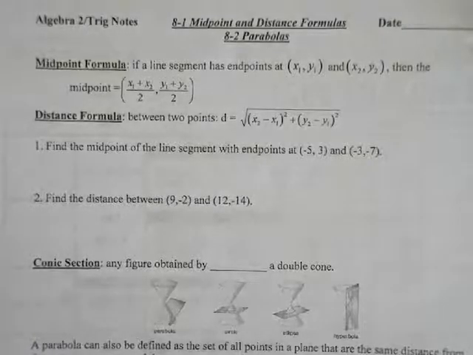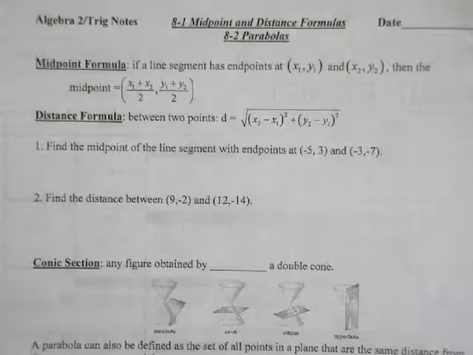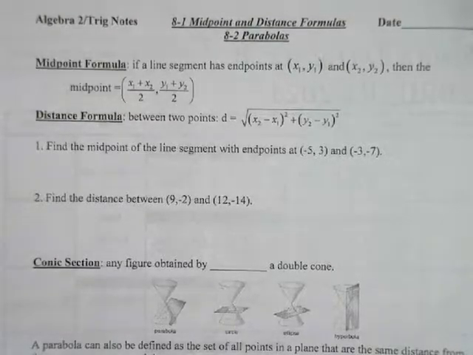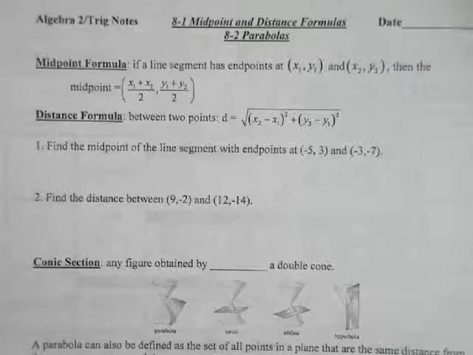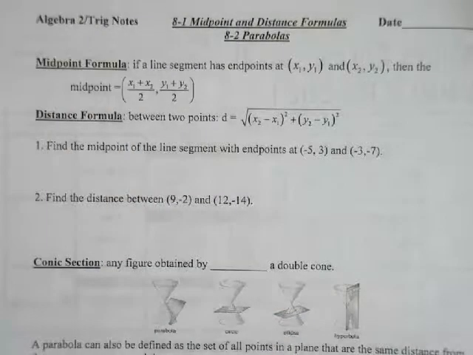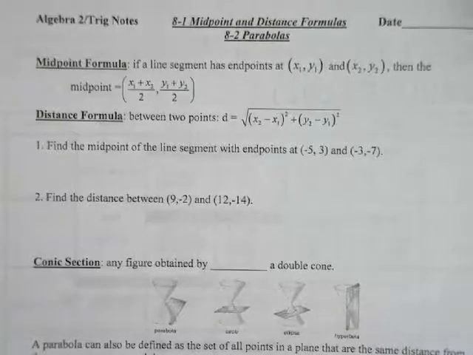Okay, so chapter 8 is all about conic sections. So we have to start out with 8.1 talking about the midpoint and the distance formulas. So remember the midpoint formula, think of it as like an average. So if a line segment has endpoints at x1, y1, and x2, y2, then the midpoint is the x's added together divided by 2 and the y's added together divided by 2. Again, think about it as like an average.